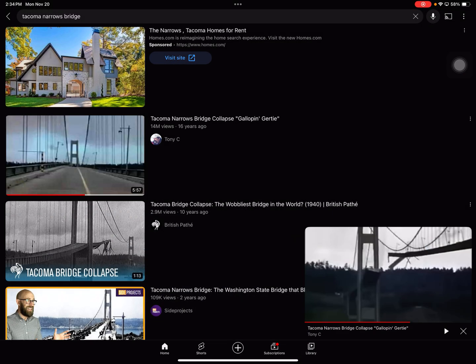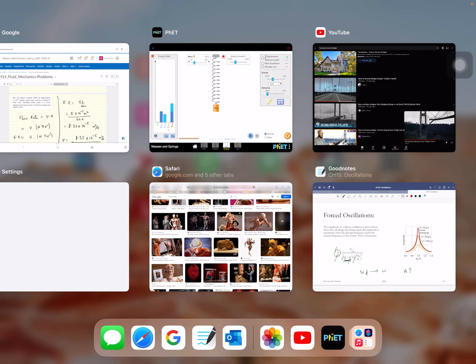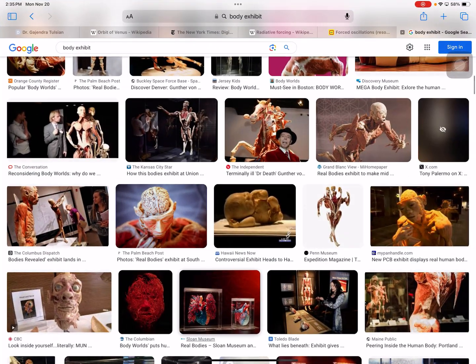So that was a bridge built near Seattle, and it lasted less than a year after it was built. Obviously, they didn't put enough damping in there. So that's forced oscillations, and let me show you one app before I let go of you.